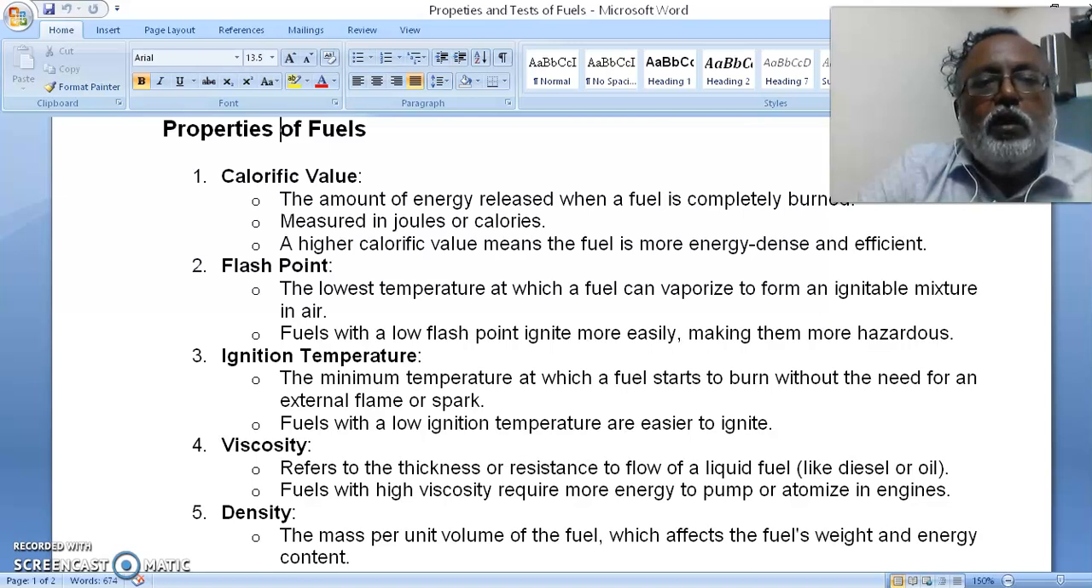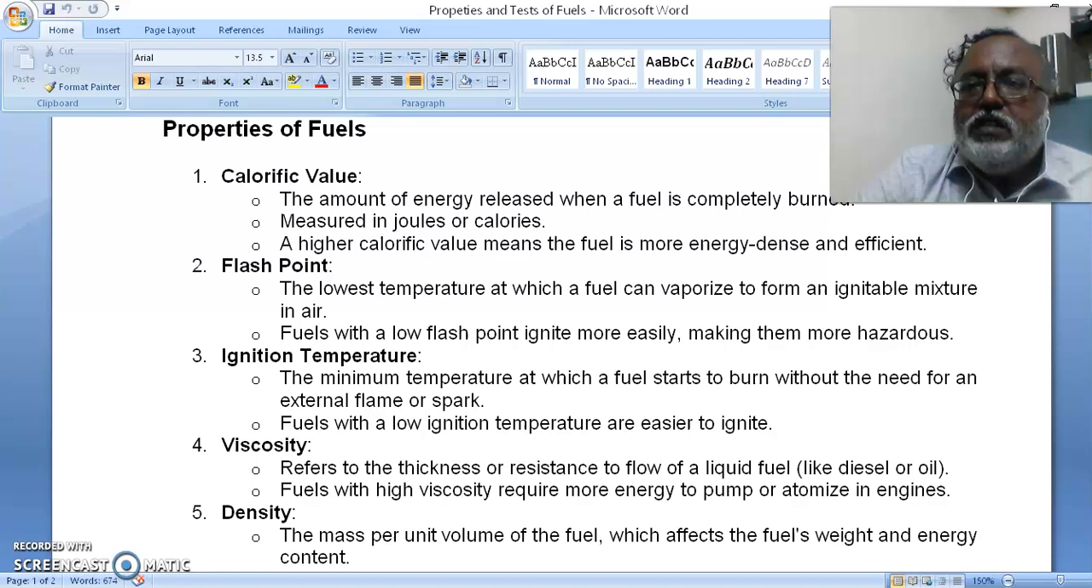The amount of energy released when a fuel is completely burned is known as calorific value. The unit of calorific value is either joules or calories.